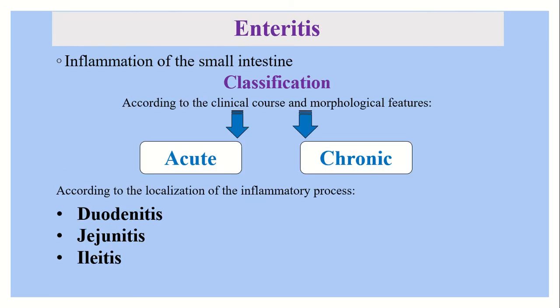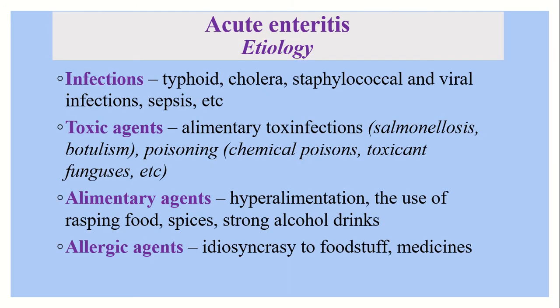Now we'll discuss enteritis. This is the inflammation of the small intestine. There are two types of enteritis, acute and chronic. Duodenitis is the inflammation of the duodenum, jejunitis the inflammation of the jejunum, and ileitis the inflammation of the ileum. Acute enteritis: there are four etiologic factors of acute enteritis.